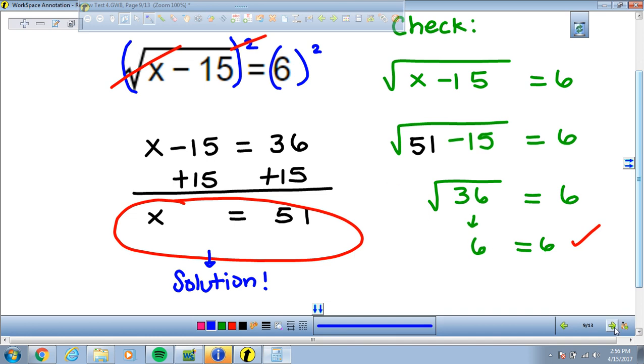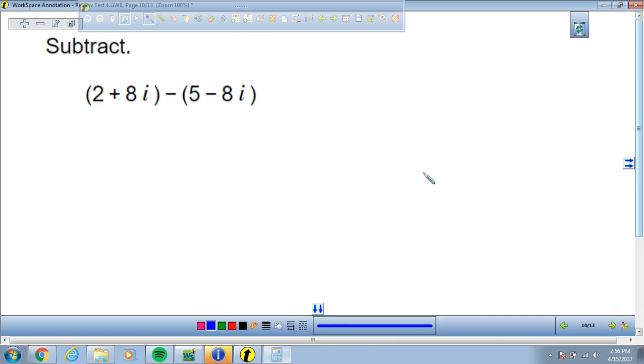Sorry about that careless mistake right there. Then subtracting. So you're going to subtract two complex numbers. Remember, the complex numbers are the ones in the form a plus bi, right? If you remember that. So the most important thing here that you need not to miss is that you need to distribute that negative over.